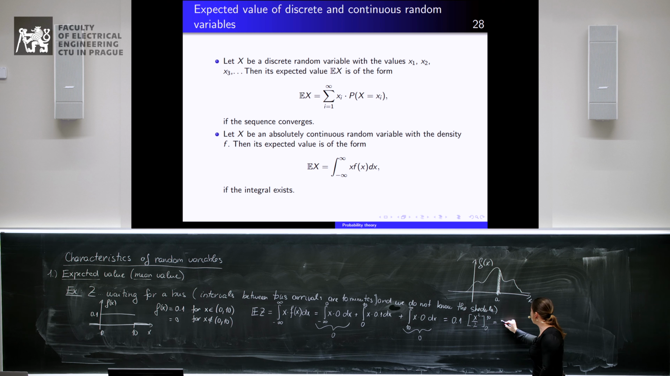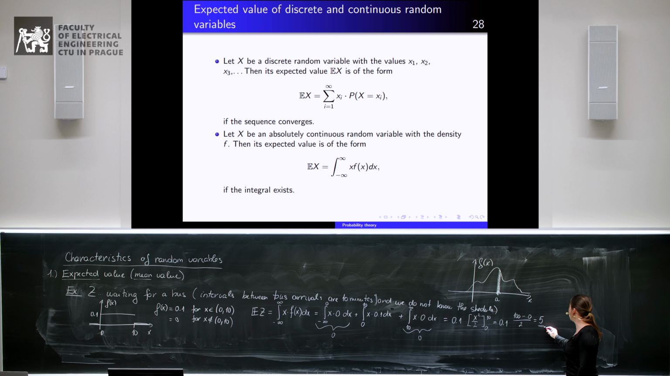So it is 0.1 times x squared, or 10 squared is 100 minus 0 over 2, and it is 50 times 0.1, which is equal to 5.